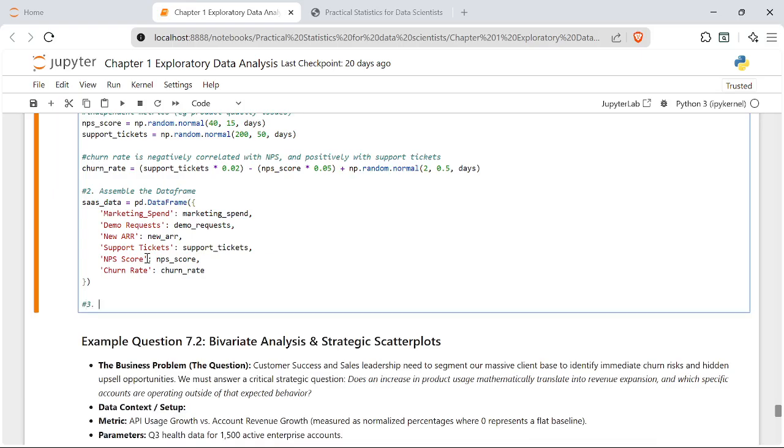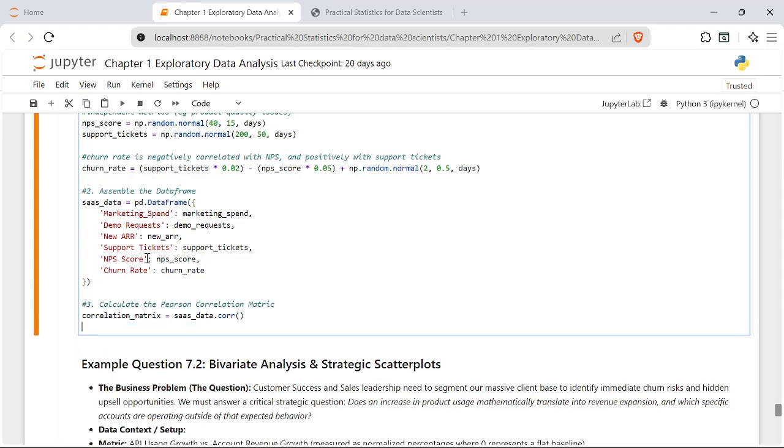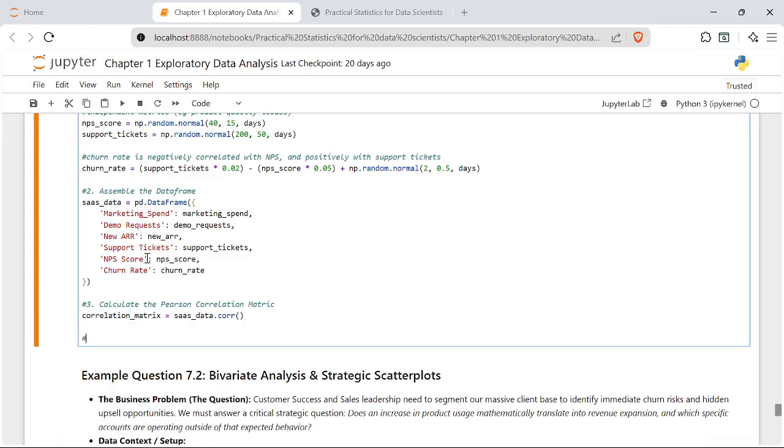Step 3, calculate the Pearson correlation matrix: correlation_matrix equals sas_data.corr. Step 4, executive visualization.